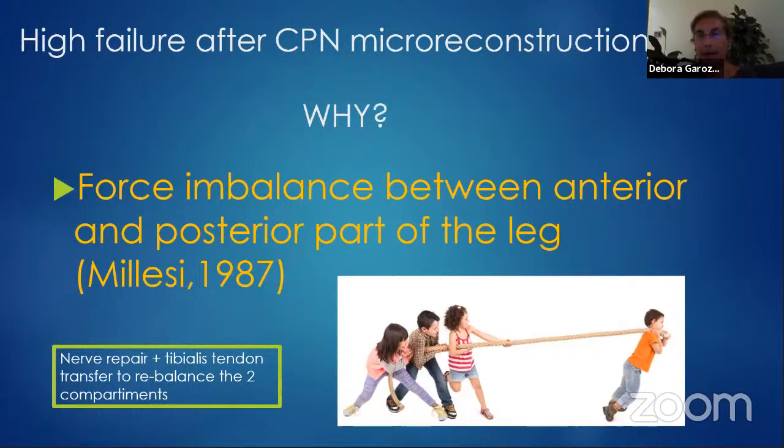There is a force imbalance that is established after a CPN injury between the denervated anterior compartment of the leg and the posterior part of the leg, which is still functioning.